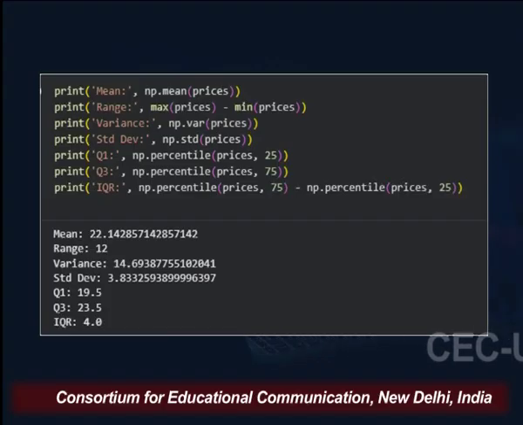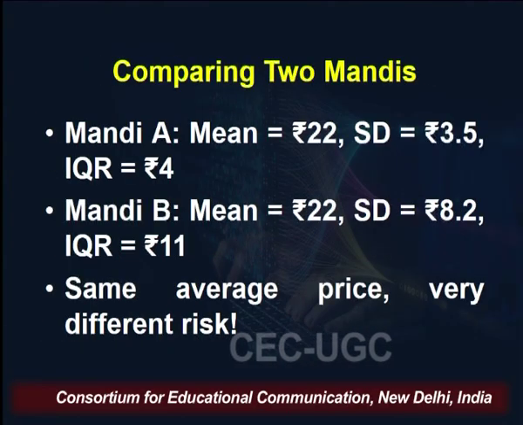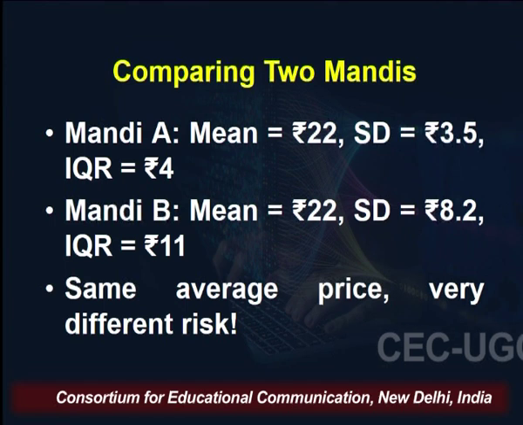So the mean is around 22.14, range is 12, variance is 14, standard deviation is 3.8, quartile 1 is 19.5, quartile 3 is 23.5, and your interquartile range is 4. So this is also shown on your screen. Now we can compare the two mandis when we have this code.